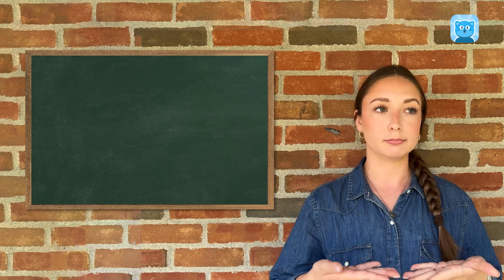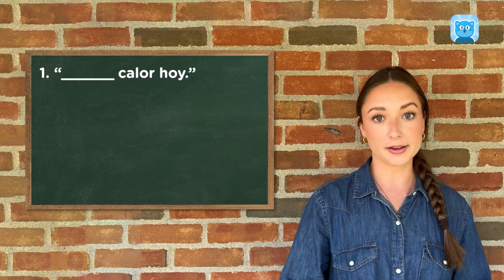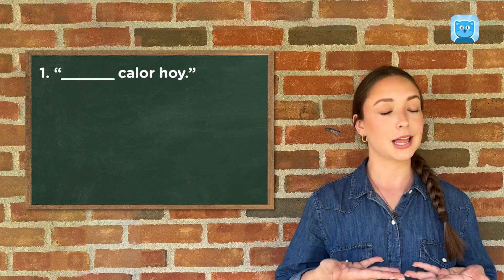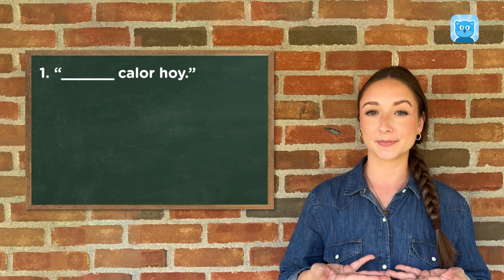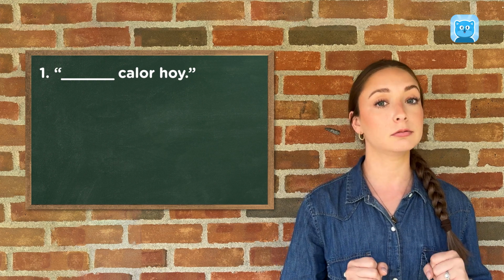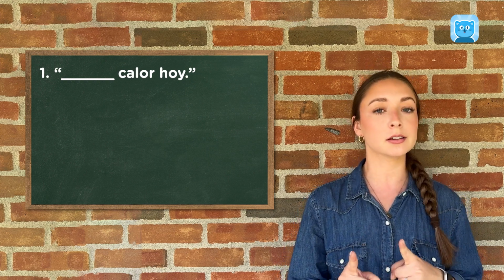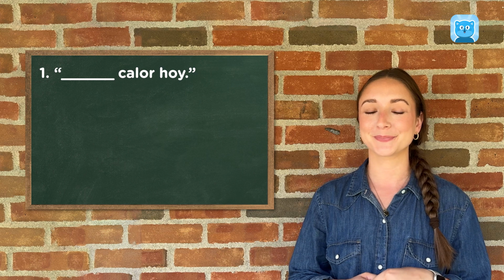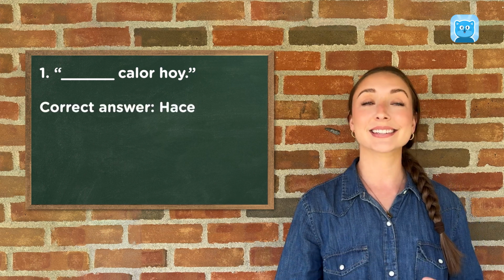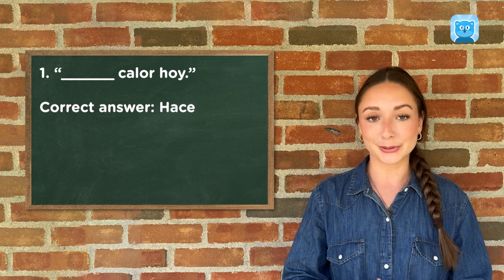Now it's your turn to practice at home. I'm going to give you a couple of practice sentences, and your job is to fill in the blank with either hace or es. Número uno. Blank, calor hoy. Pause the video. Write your answer down. Don't cheat. In this case, you would say hace calor hoy.